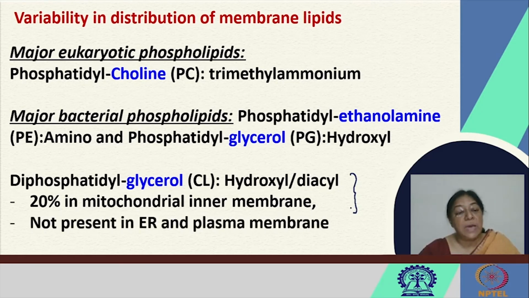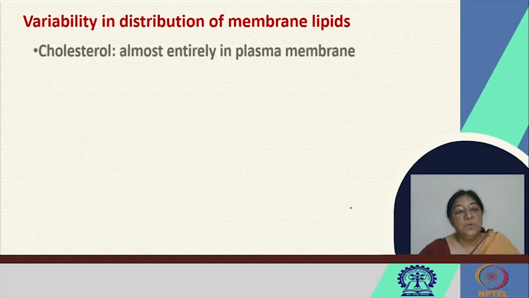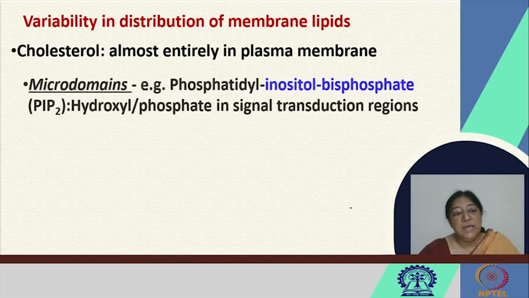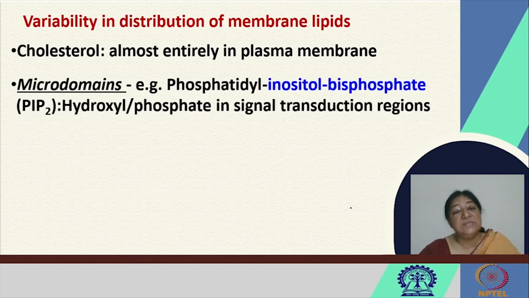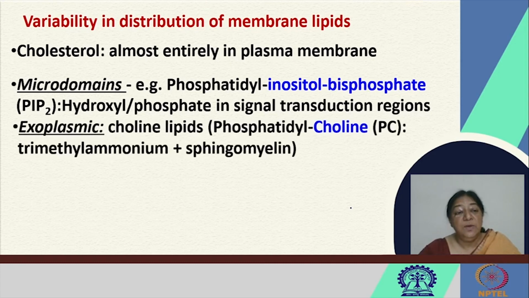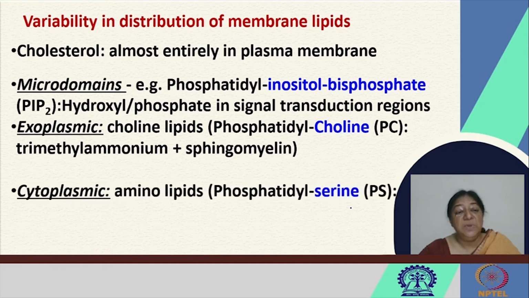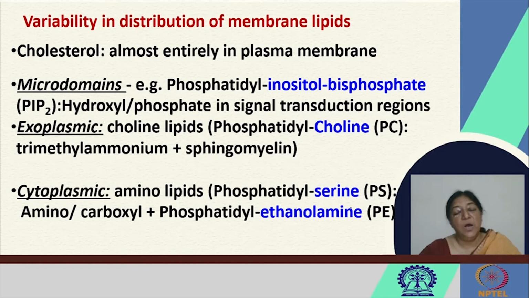Similarly, if we look at the other types, we can have the cholesterol, which is almost entirely in the plasma membrane. Then we have the specific microdomains that act as signal transduction regions, because we understood that this has a very important role in signal transduction. Then we have the exoplasmic type, that are the choline lipid types, and we have the cytoplasmic types that are the aminolipid types.